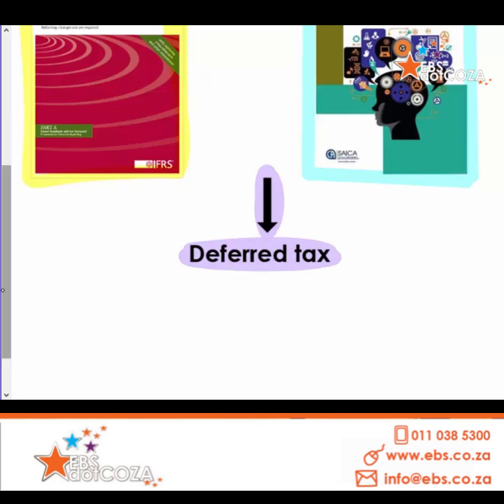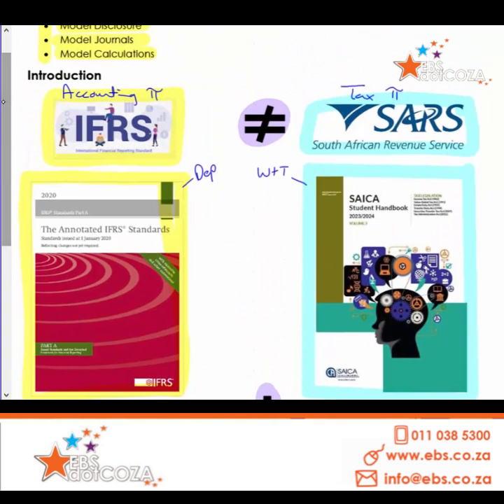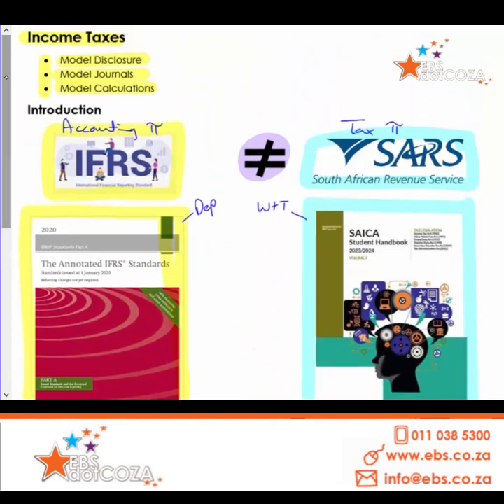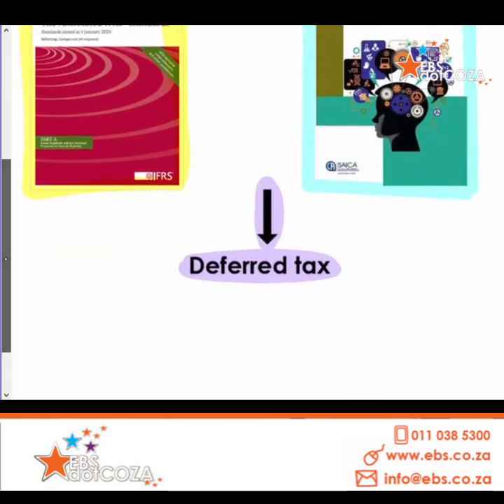Most of that is then timing differences, but we'll get to that in our examples. That is basically what deferred tax is. It is what is caused by the difference between our accounting profit and our SARS profit. What SARS allows as income and expenses as deductions, compared to what we deduct or add as income and expenses, the difference gives rise to deferred tax. That's all you need to understand right now.